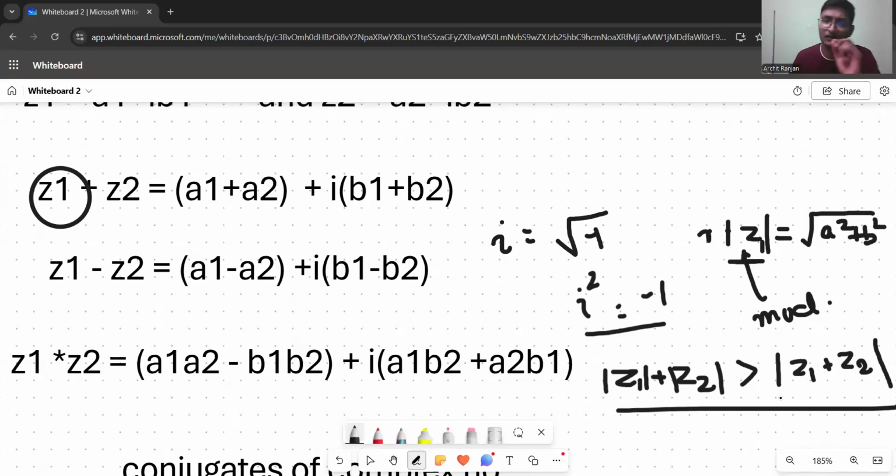Just one point. I'll show it again when we actually see the graph of a complex number, right? So fine.